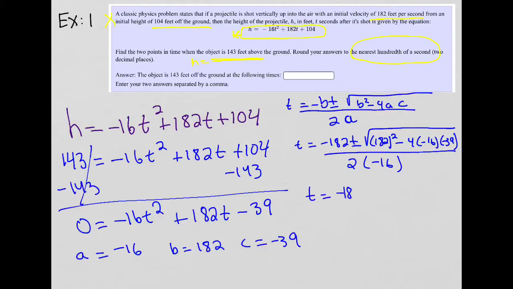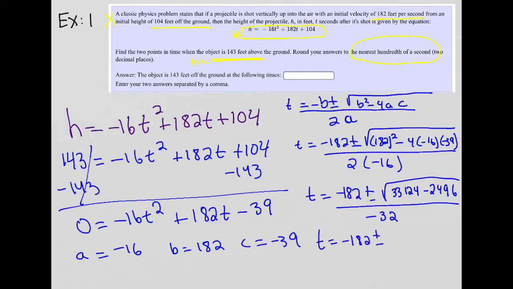So I still have negative 182 outside, plus or minus. This is a big number here. We have 182 times 182, that's a very big number, 33,124. And then we have negative 4 times negative 16 times negative 39, and that's also a big number, 2,496. All over negative 32.